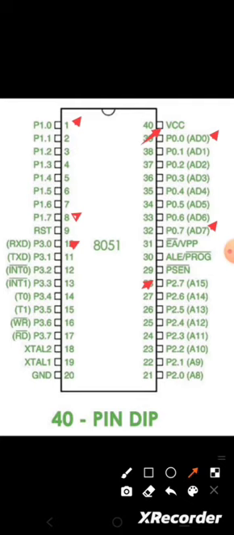While we consider the port 2, that is the pin number 28 to 21, the port 2 lines can be used as input output lines, or alternatively they can be used as higher order address lines, which is represented as A8 to A15 to access the external memory. And next one is the port 3 pins, that is the pin number 10 to 17.